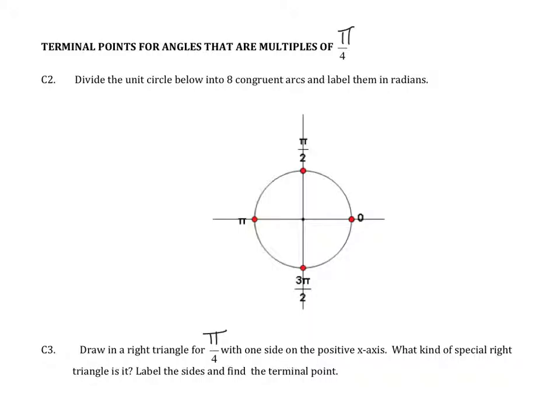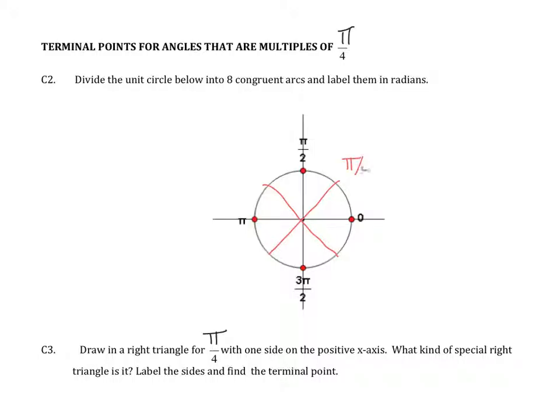Pi over 4, again, remember that half of the circle is pi in radians. So if we want to divide the circle into 8 congruent arcs, basically we can divide each quarter of the circle into slices like this, and we wind up dividing it into 8 equal pieces. And each of these is going to be another pi over 4.